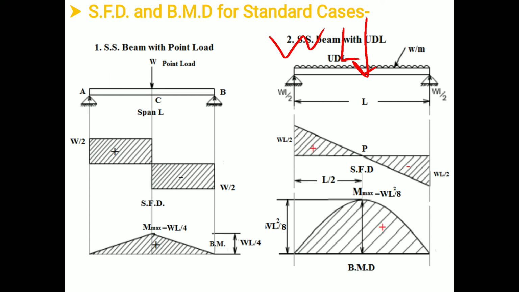So in the shear force diagram you will observe an inclined line between two supports, whereas in the bending moment diagram you will observe a parabolic curve of second degree, and as the shear force is 0 at point P we have a maximum bending moment, and that maximum bending moment is WL square by 8. So this is the shear force diagram and bending moment diagram for the simply supported beam with point load and simply supported beam with UDL.